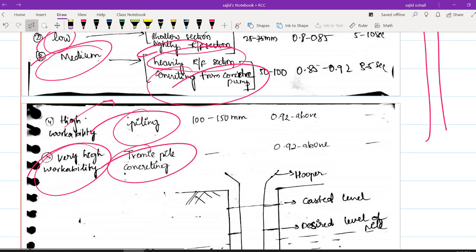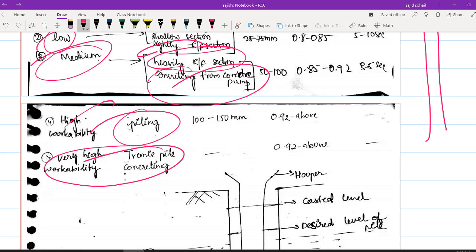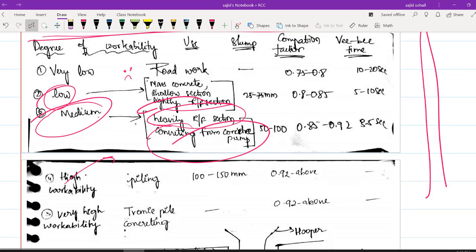Okay, so for tremie pile concreting we need very high workable concrete. This is a very important bit which you have to remember. For tremie pile concreting, which workability is needed? Very high workability is needed. So like this, bits can come. And what is the slump corresponding to this test is also important.